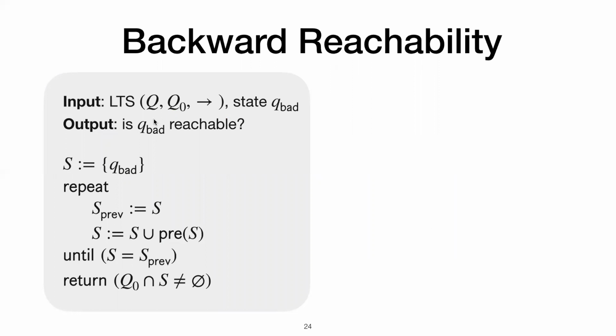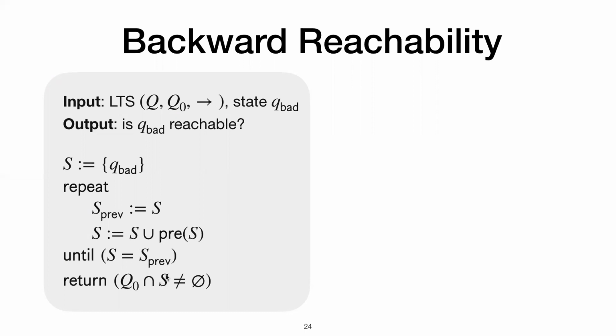So this is the simple backward reachability algorithm. We have a labeled transition system. We ask if some state Q bad is reachable. What we do, we initialize a set S to include this bad state. And then we do this fixed point calculation. So we increase S with all the predecessors of S using the reachability in one step of the LTS. And we continue until we don't change S anymore, until we reach a fixed point.